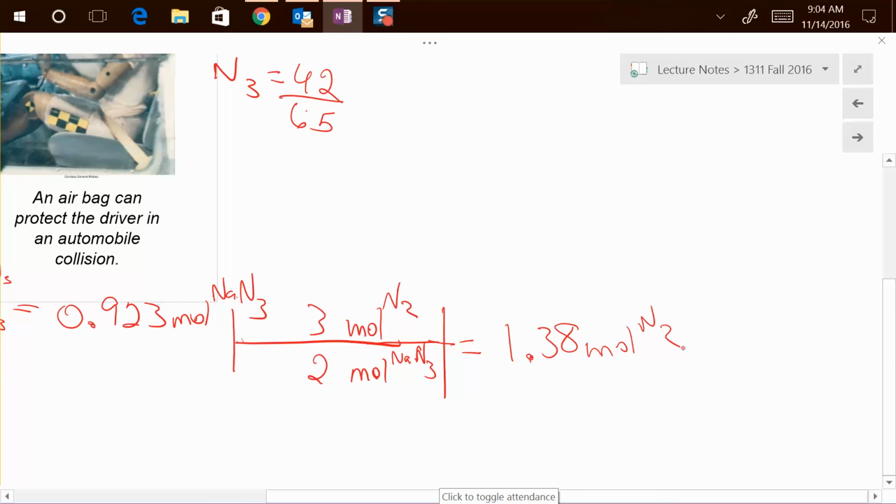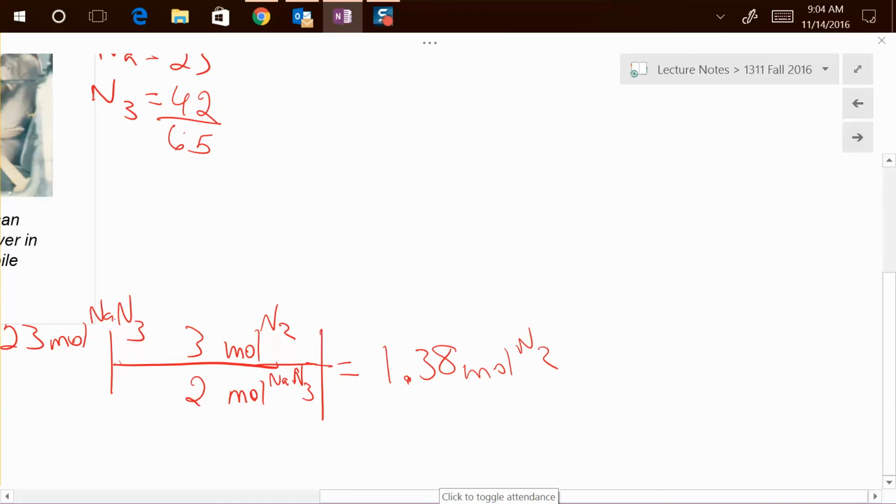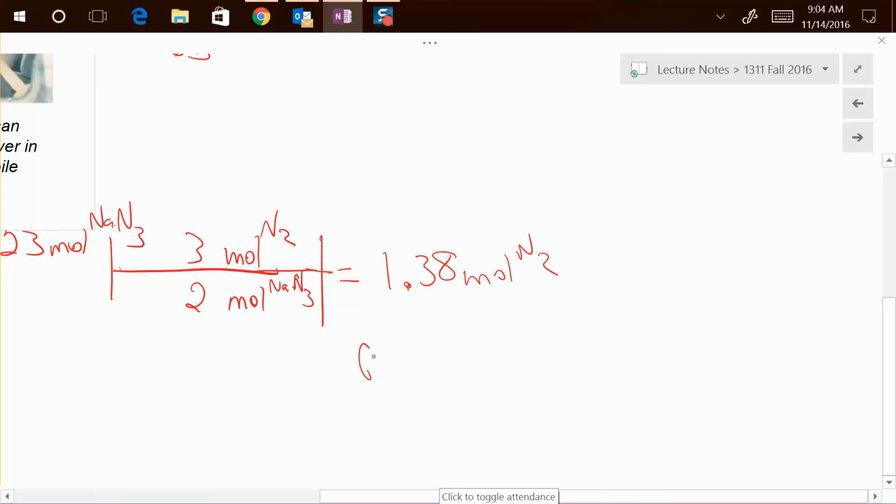Okay, but that doesn't answer the question, right? What do they want? What about the volume? The volume. This is a gas, isn't it? Okay, so they want the volume. So how am I going to find the volume of this? Can't you use ideal? Yes. PV equals nRT. V equals nRT over P.